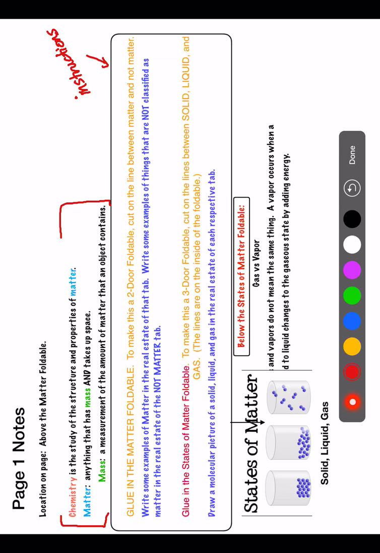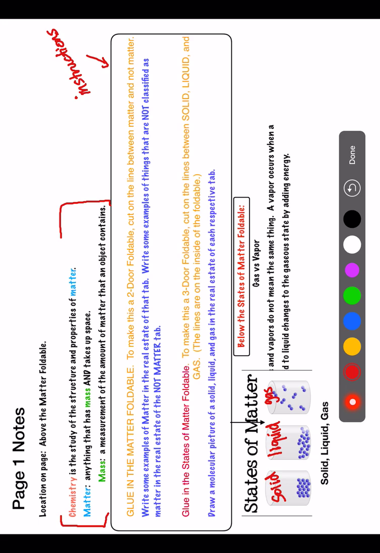Once you have those examples written down, then glue in the states of matter foldable. That's a 3-door foldable, so after you glue it in, you'll need to cut the line that's on the inside of the foldable from the top down to the crease between solid and liquid, and then do the same thing for liquid and gas. You want to draw the molecular picture of a solid, liquid, and a gas in the real estate of each respective tab. So this would be your solid picture, this is going to be your liquid picture, and this is your gas picture.